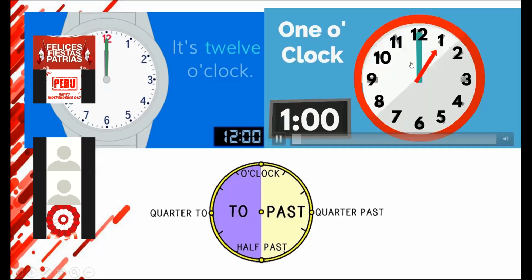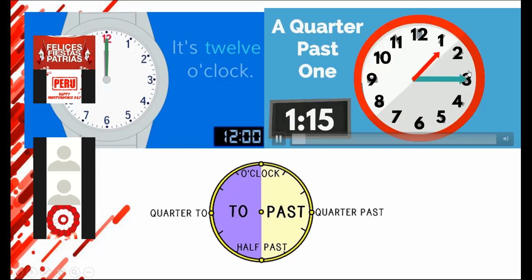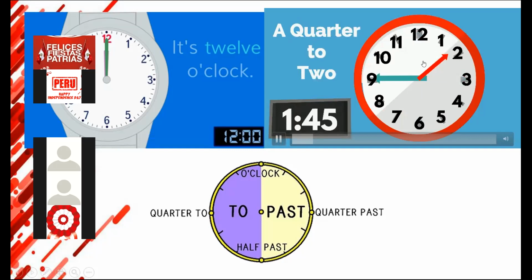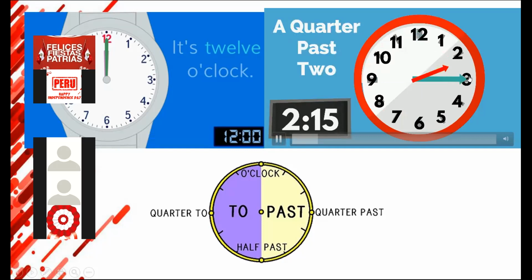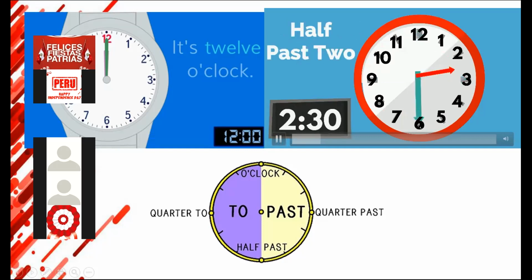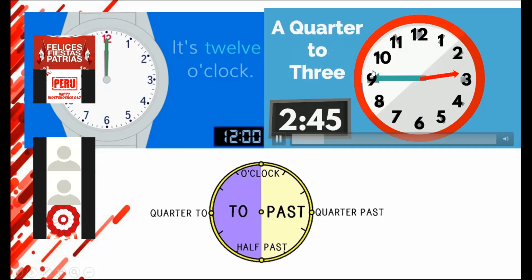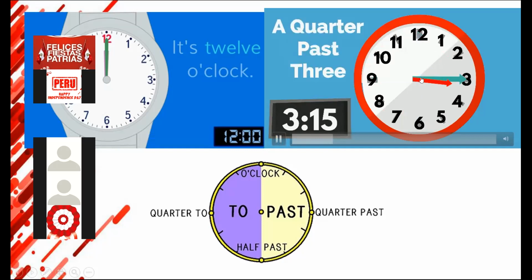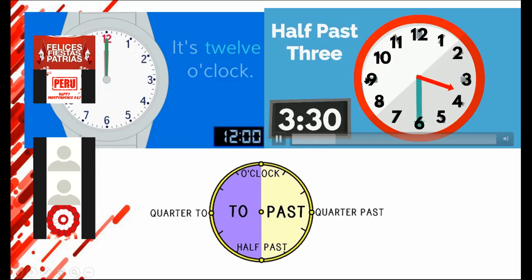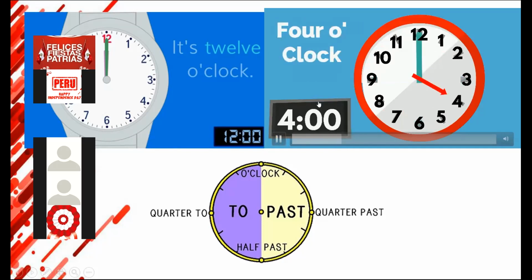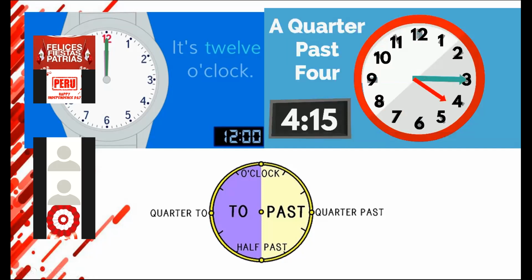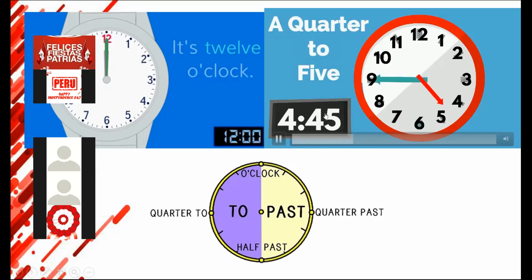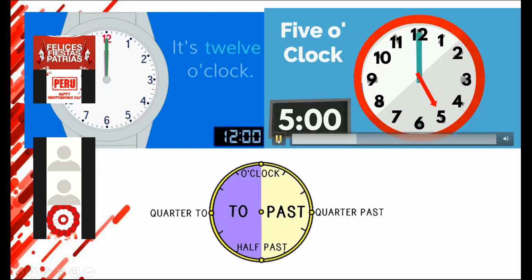1 o'clock, a quarter past 1, half past 1, a quarter to 2, 2 o'clock, a quarter past 2, half past 2, a quarter to 3, 3 o'clock, a quarter past 3, half past 3, a quarter to 4, 4 o'clock, a quarter past 4, half past 4, a quarter to 5, 5 o'clock, a quarter past 5.